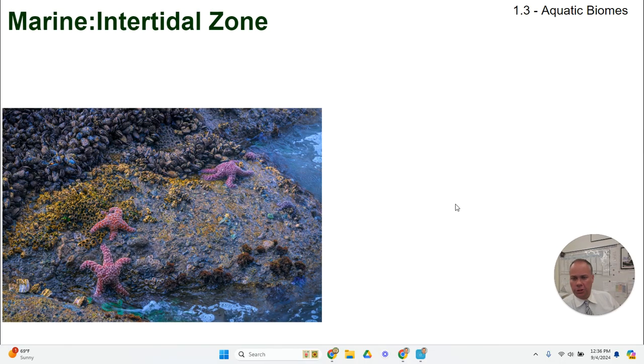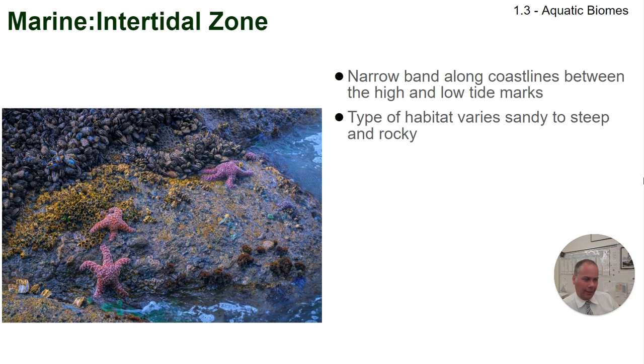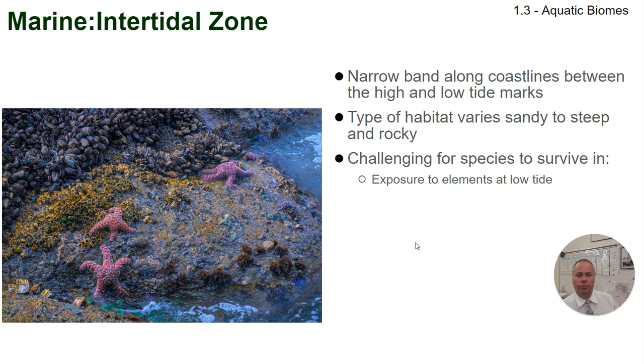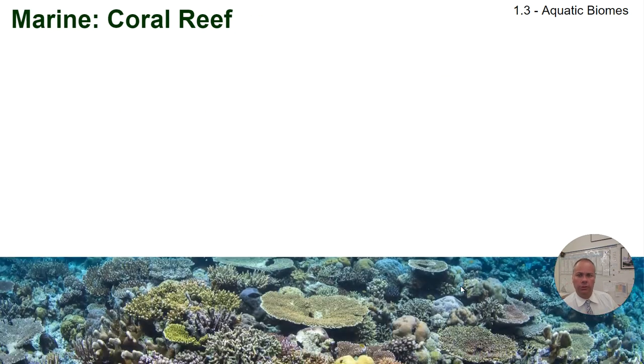You also have what I was speaking of before, the intertidal zone, the narrow band along the coast between high and low tides where you go to the beach. Typically, these can be steep and rocky areas. They can be challenging for species to live in because you are exposed to the elements during low tide. You're flooded during high tide. There is the action of waves beating against the shore. So we have lots of highly specialized species that live in those intertidal zones.